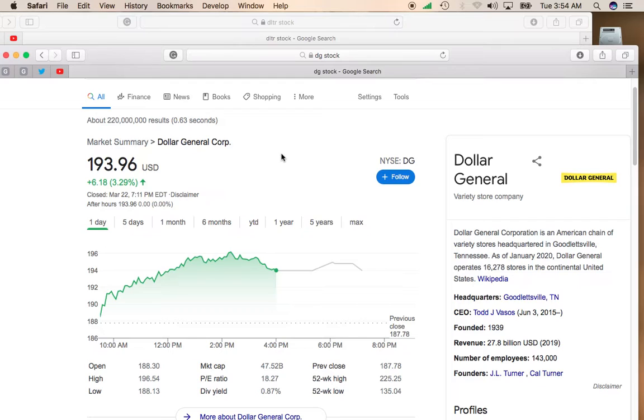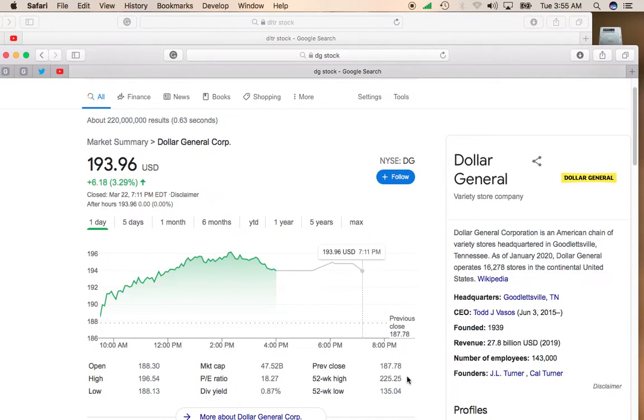Dollar General is a dollar store. However, their products are not sold at $1 or less. They're just bargain priced items. This company has a market cap that's much larger, almost twice the size of Dollar Tree, at $47.5 billion. The PE ratio is even better at 18.27. It does pay a dividend yield of under 1%.